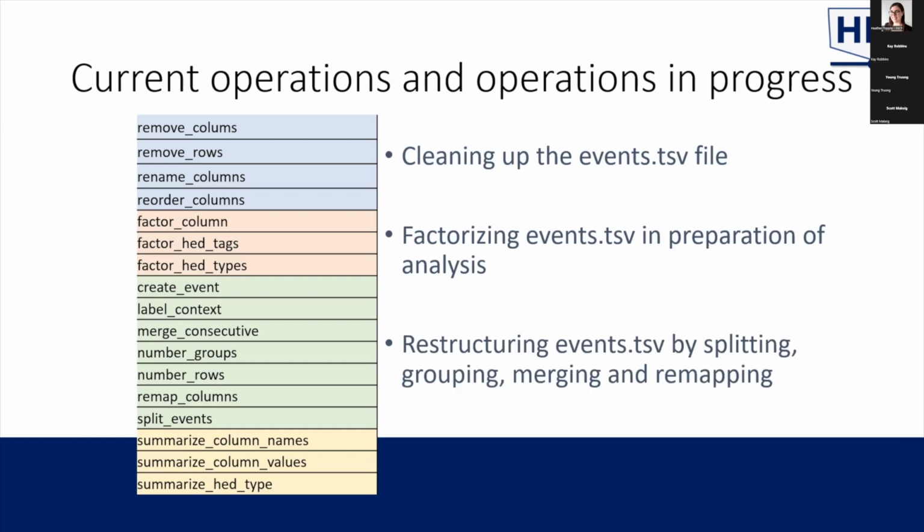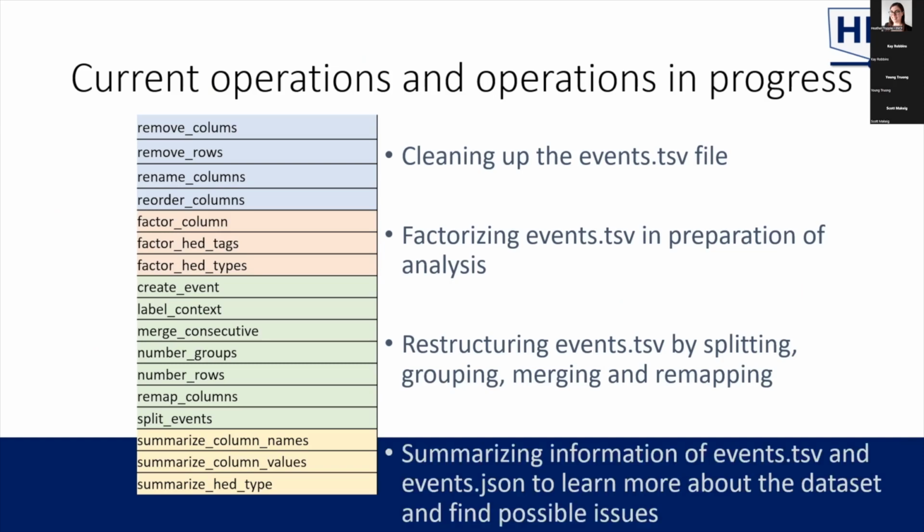The third group is really the main part of the remodeler. It is the part that really does the restructuring of the event file. So it has several functions already, and it can split multiple event files into more events. It can group meaningful sequences together. It can merge events into each other, and it can remap columns. So there's a lot of functions here that completely change how the events are represented in the original file.